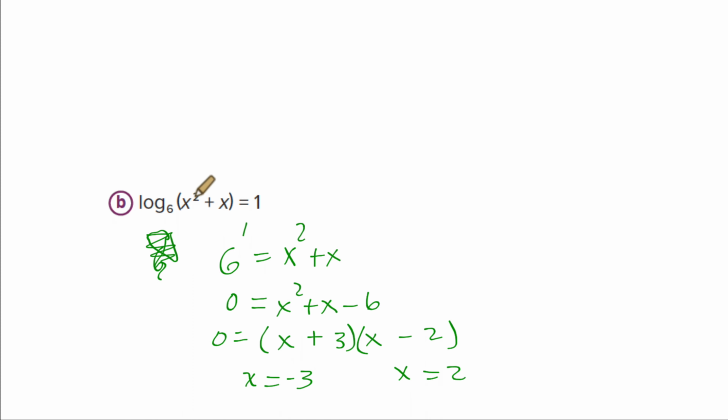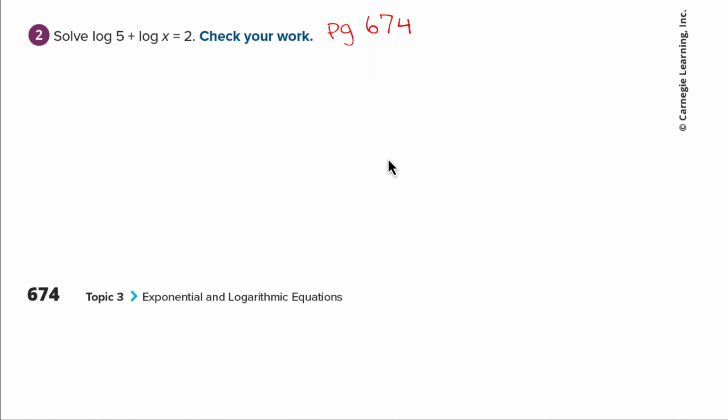I plug in a negative 3, that'd be 9 plus negative 3, that's positive. I plug a 2 in, I get 4 plus 2. That's positive. All right, we're good to go. So that's how you do 6B. We are flying. Now to page 674. This is a different type of problem.